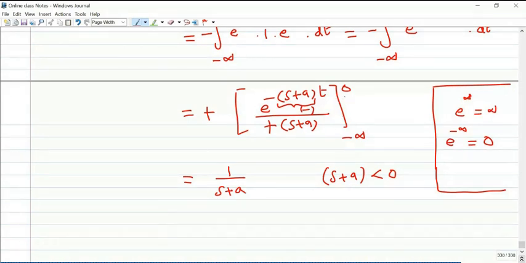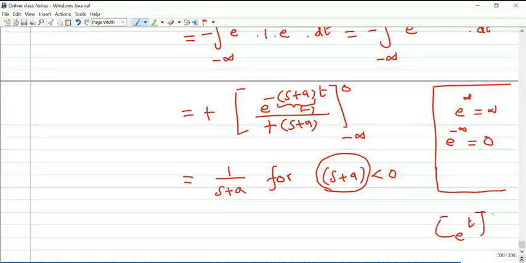So if you substitute the integration limit as it is, your result would be infinite. 1 divided by s plus a times infinite, the result is infinite. But what I am assuming, if s plus a is less than 0, that is, this particular term is a negative value, minus into minus gives plus. So what you will get? E power t, correct? Now if you substitute minus infinite, e power minus infinite is 0. So 1 divided by s plus a plus 0.